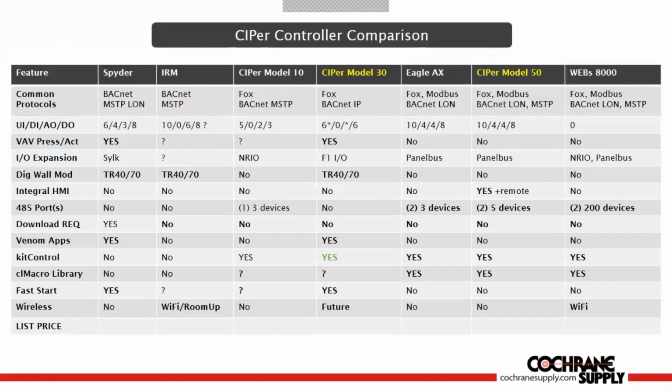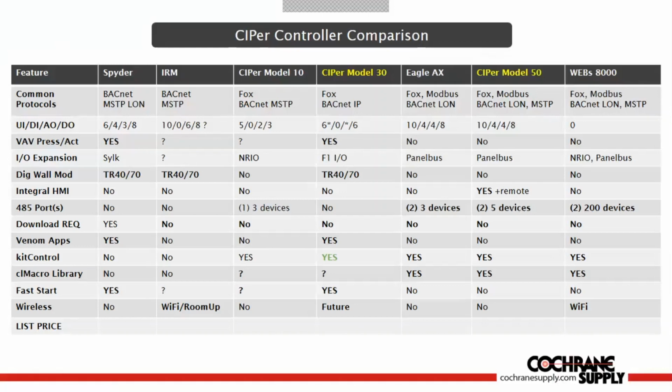So that's what that IRM column refers to. The CIPer Model 10 is based on the Tritium Edge 10 product. This is the Webb's branded version or variant of that.